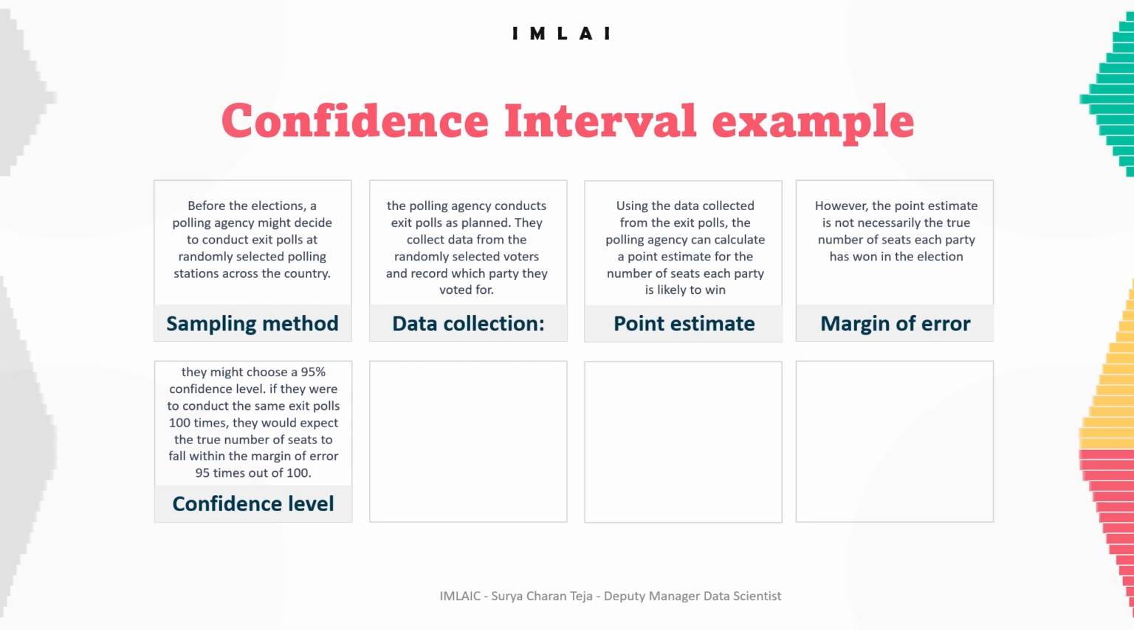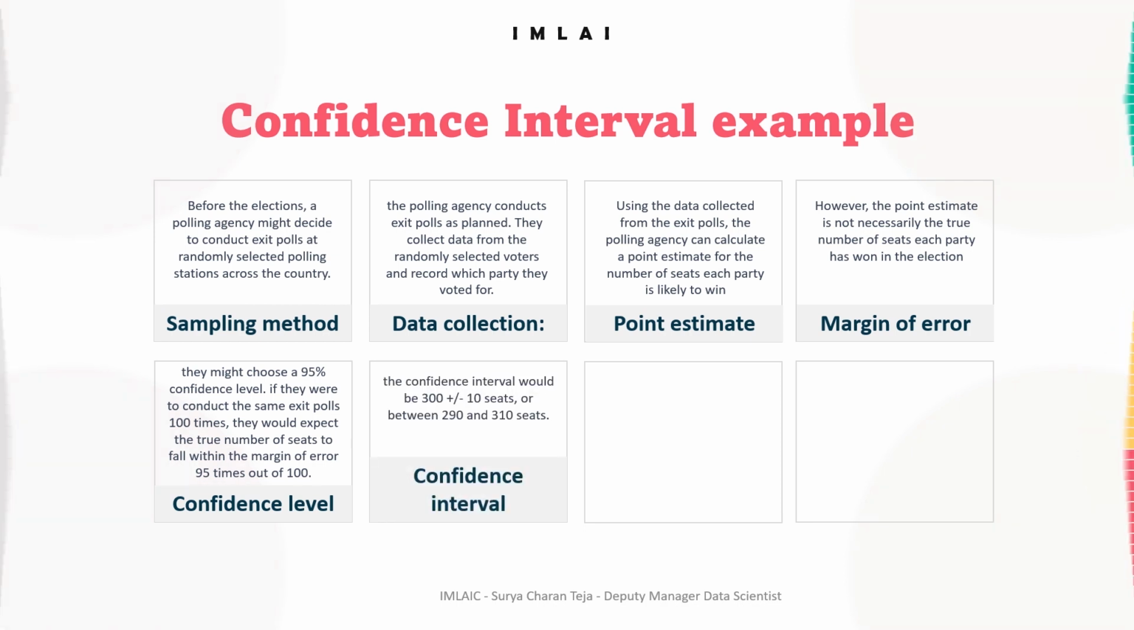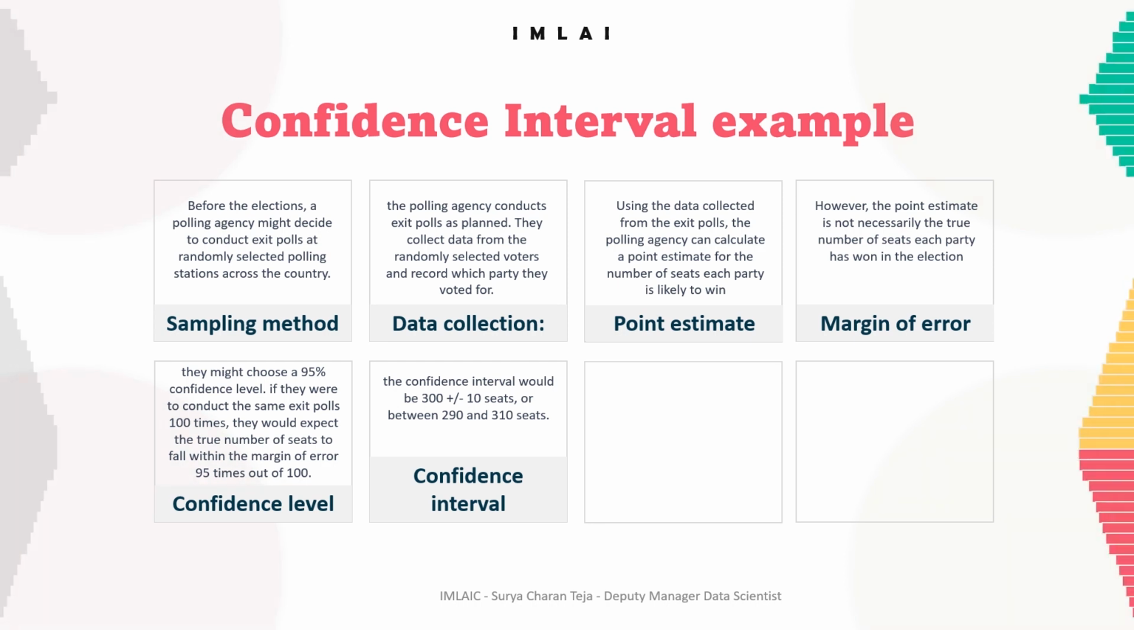Okay, so once the confidence level is calculated and decided upon, now we have to calculate the confidence interval. Using statistical methods, the polling agency has to decide what confidence level you want to go with: 95%, 99%, 90%. Once you have decided, then we can go for the confidence interval. This is what we call constructing a confidence interval.